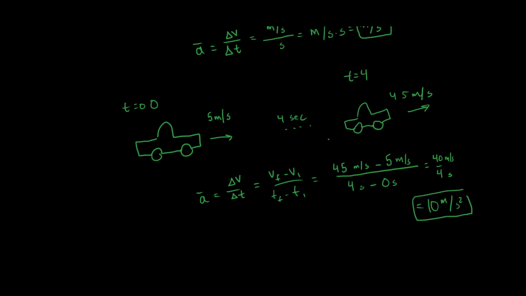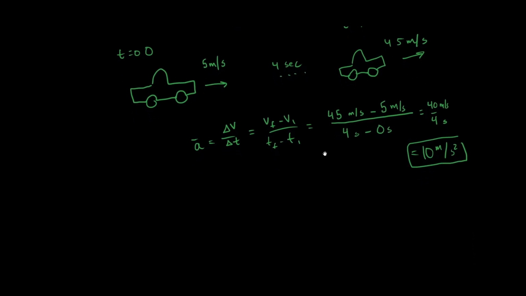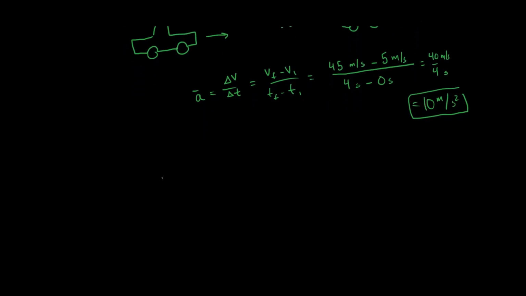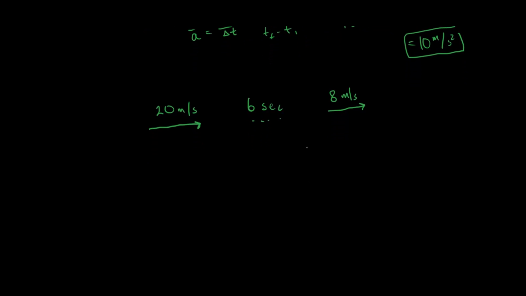Okay, so that one's not too bad. But that was an example where we're speeding up. What about an example where we're slowing down? So let's say we have that same car, and it's traveling 20 meters per second. And then 6 seconds go by, and then we've slowed down to just 8 meters per second. I want to know what my acceleration is.